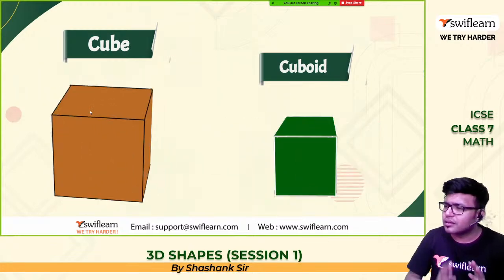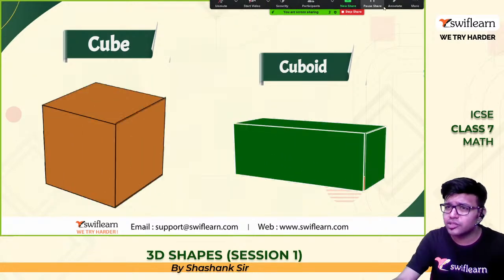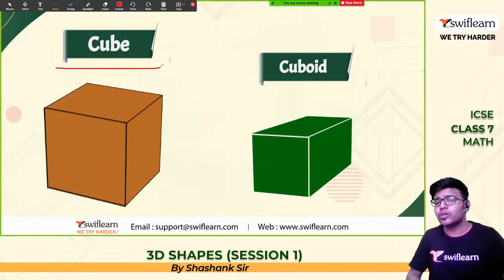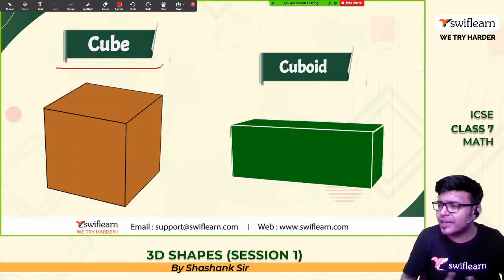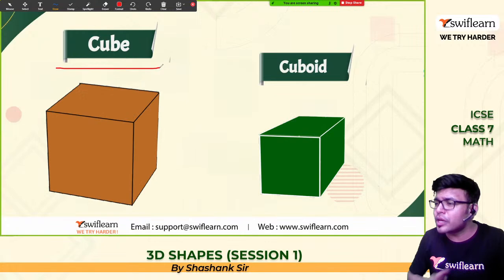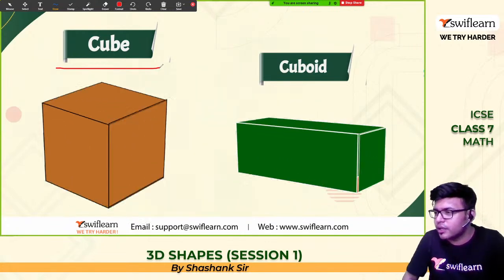Okay, this on the left side is called a cube. Why is it called a cube? Its name is cube, and the property of the cube is that all the sides are equal. The length, breadth, height are equal. Example, your Rubik's cube.